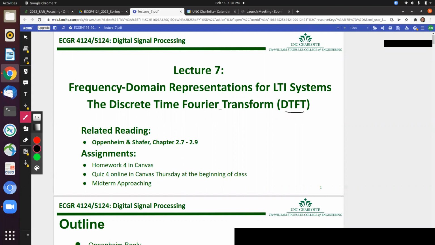Note that there's a lot of letters here, D, T, F, T. There are 4 letters. This is not the discrete Fourier transform, which is very distinct. This is not the DFT. The DFT is what you would calculate in MATLAB if you were to calculate FFT or something. This is not that. All right, from the book, sections 2.7 to 2.9 from chapter 2. You have a homework, and then next Friday, anticipate a quiz in Canvas. And the midterm is approaching. Yes, 2 weeks from today, we'll be convening to have the midterm.